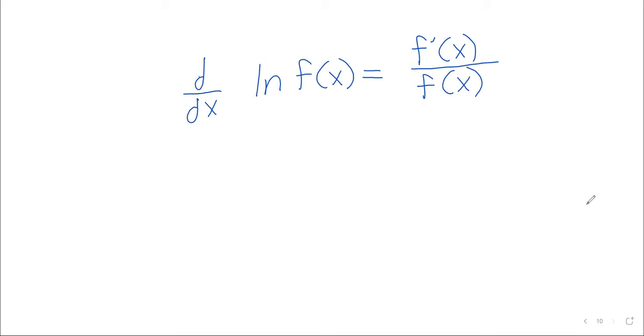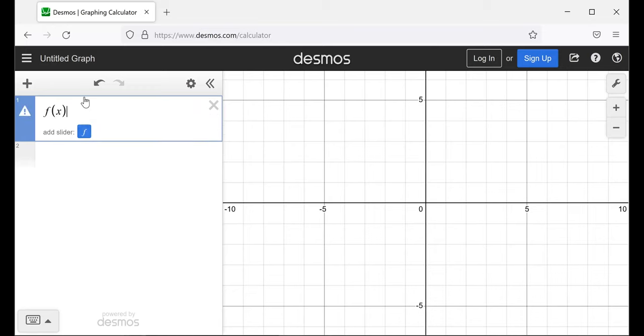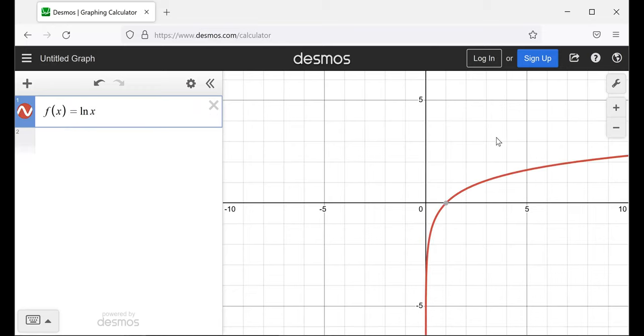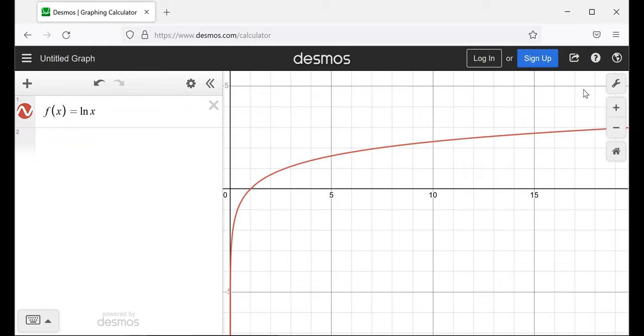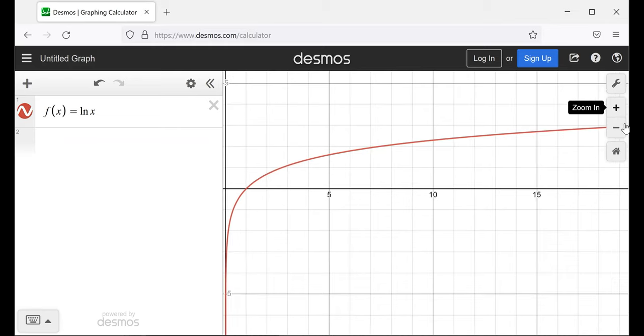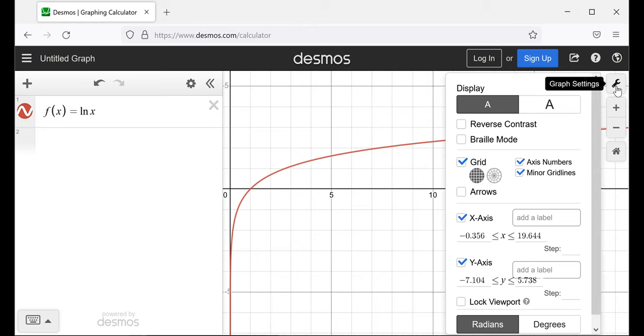Let's talk about the implications of this derivative a bit. We have some time. Let's go to desmos.com. Online students aren't seeing anything at the moment, but I'll share the screen when I get there. And let's remind ourselves what the natural logarithm looks like, and in particular, how incredibly slow growing the natural logarithm is.